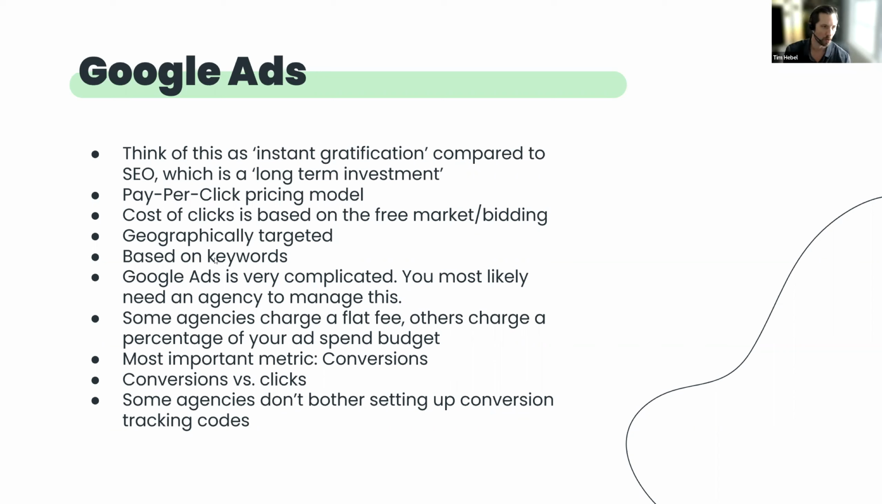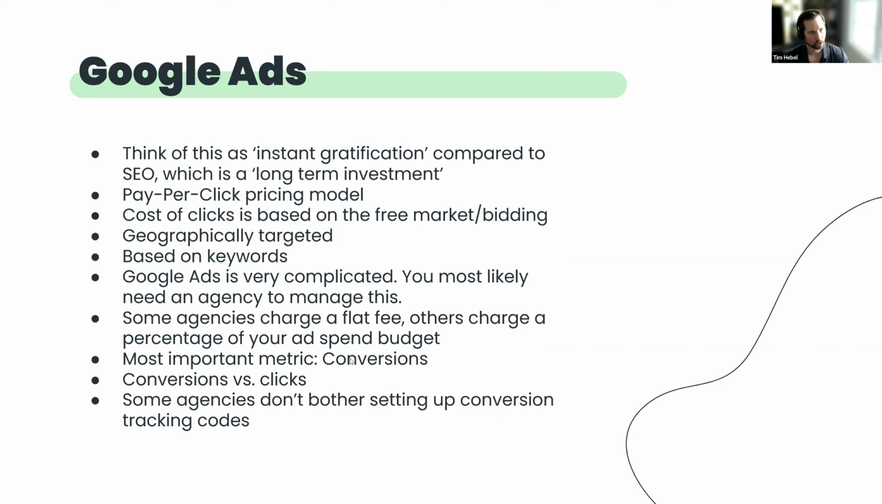With SEO, you may target 10 to 20 focus keywords at a time. With Google Ads, you could bid on 1,000 keywords at a time. One of the disadvantages with Google Ads, especially as time has gone on, is that it's very complicated. This is one of the harder ones to do yourself, and I would generally recommend using an agency to manage it. Some agencies charge a flat fee, others charge a percentage of your ad spend.